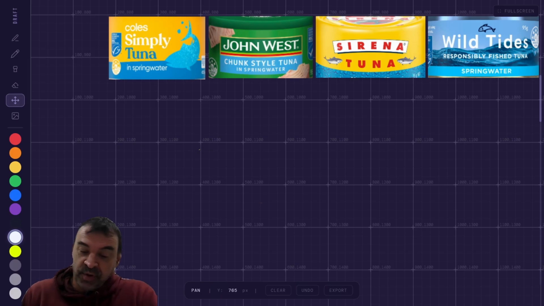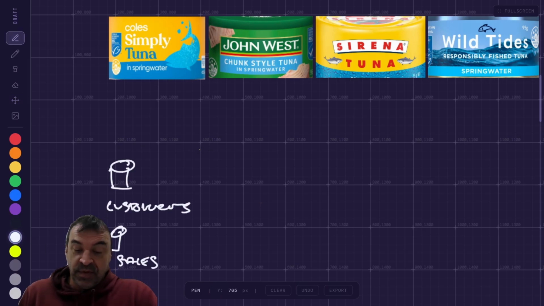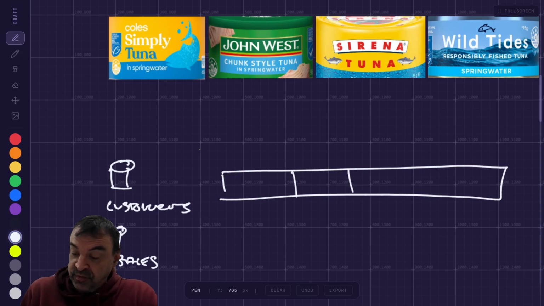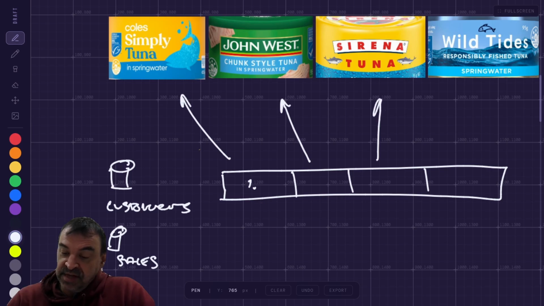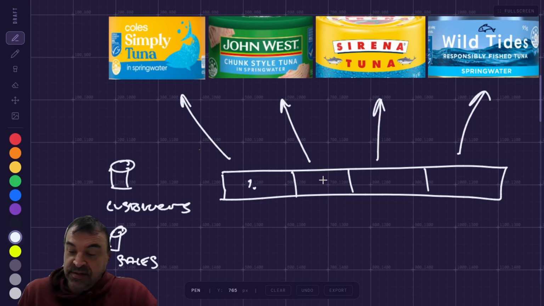So modern data science would probably say, you've got a bunch of customers and you've got sales data. What we really need to do is segment the customers into 4 groups. We're going to find the customers in group 1 who last purchased Simply Tuna, or most often purchase Simply Tuna, or purchase it a lot, or purchase it within the last 7 days. We're going to do the same for John West. We're going to do the same for Serena Tuna and Wild Tides. So you're going to be segmenting all of your customers into these 4 buckets.